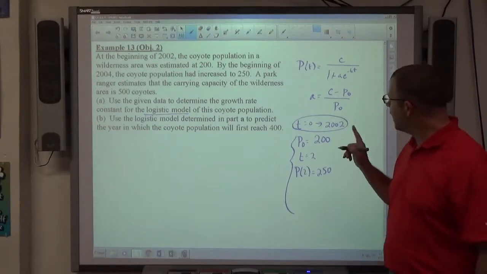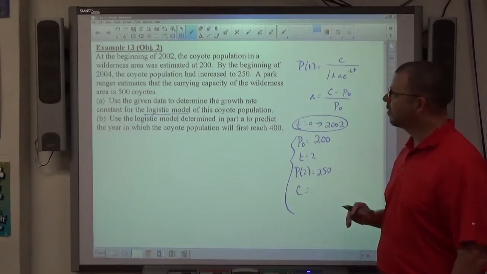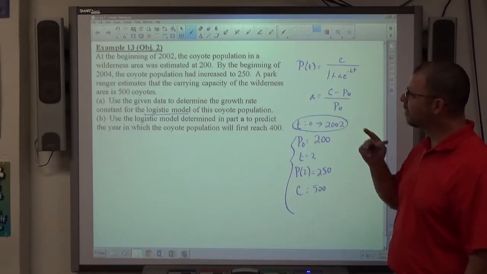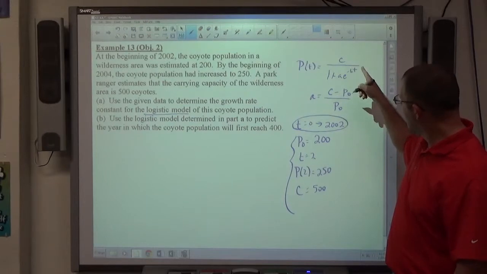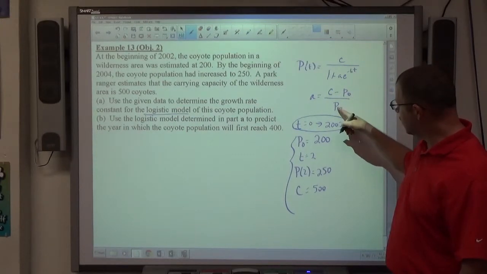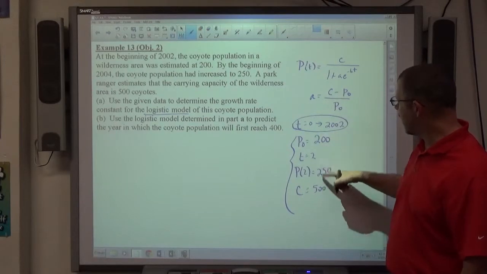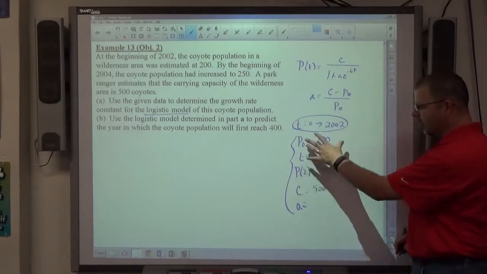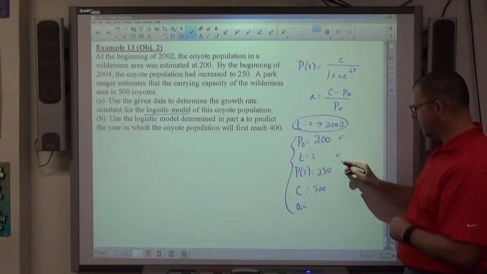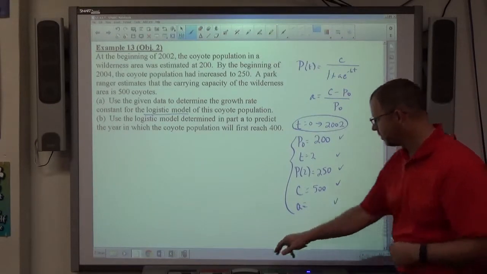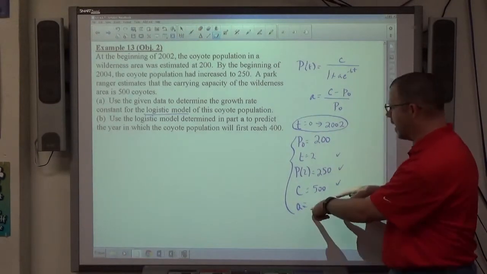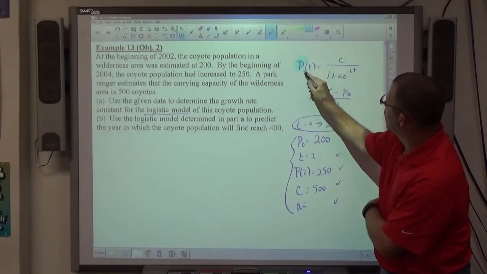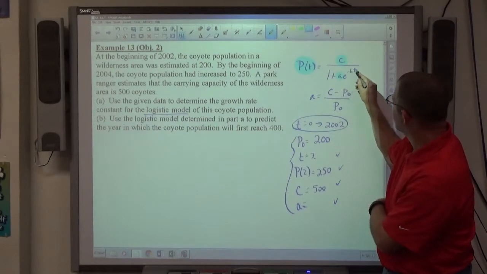Okay. Next, if I look at carrying capacity, in this case, according to the park ranger, it is 500. Right? That's all I really know, right? Nothing else up there. So I know C, I know T, I know P sub 0. I can find A because I know C and P sub 0, right? So I can get A equals something. So if I get all this stuff figured out, I know this, I know this, I know this, I know this, and I'm going to know this. Again, this isn't as important once I know A, right?